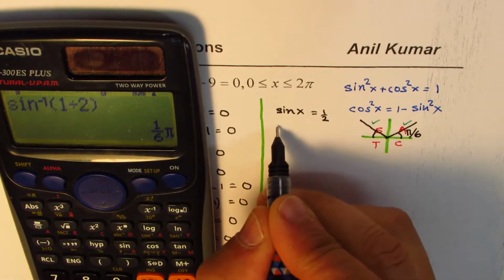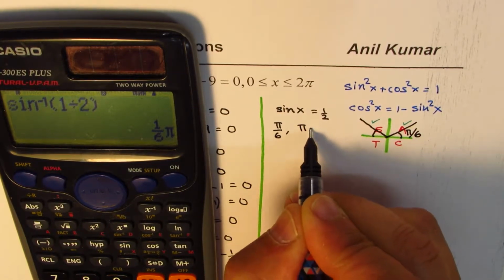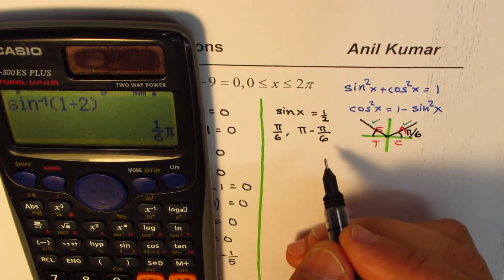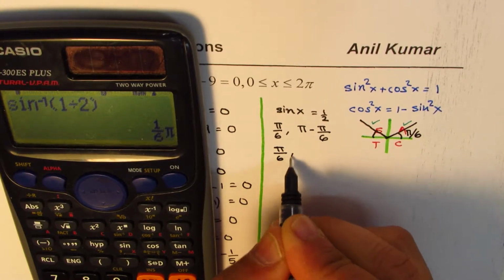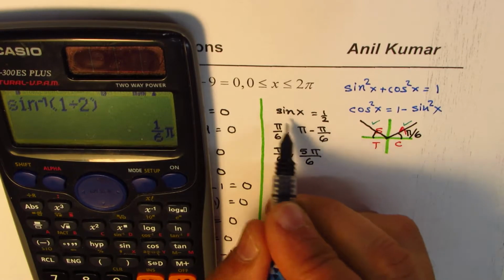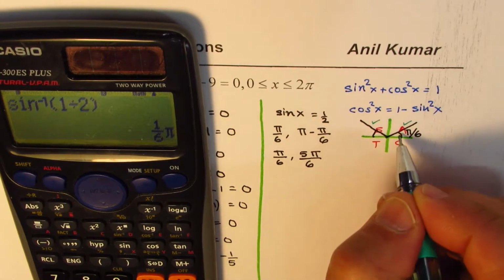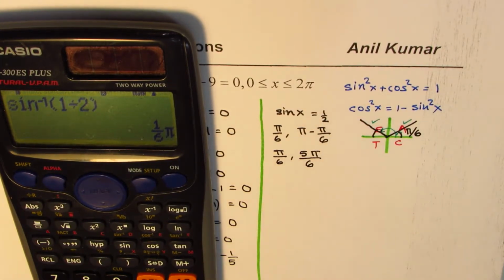So we get two solutions here. One is pi by 6. The other one is pi minus pi by 6. Is that okay? That means 5 pi by 6. So there are two solutions, pi by 6 and 5 pi by 6, for sin x equals to half. That is to say that the angles, this one and this one, are for sin x equals to half.